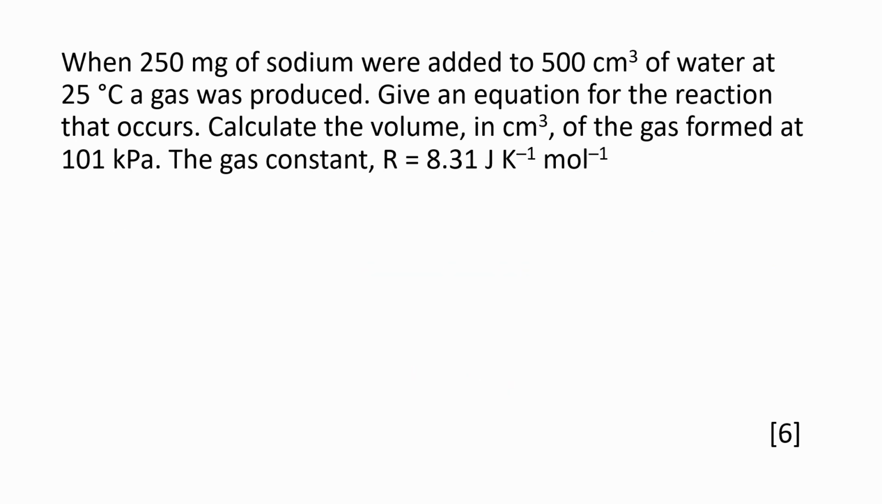When 250 milligrams of sodium were added to 500 centimeters cubed of water at 25 degrees Celsius, a gas was produced. Give an equation for the reaction that occurs. Calculate the volume in centimeters cubed of the gas formed at 101 kilopascals. The gas constant R is equal to 8.31 joules per Kelvin per mole.